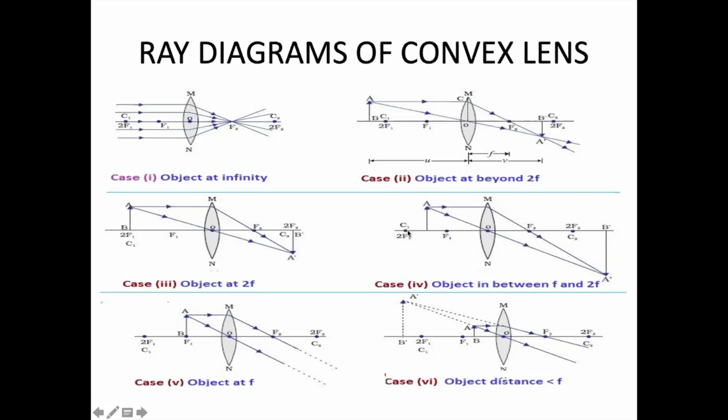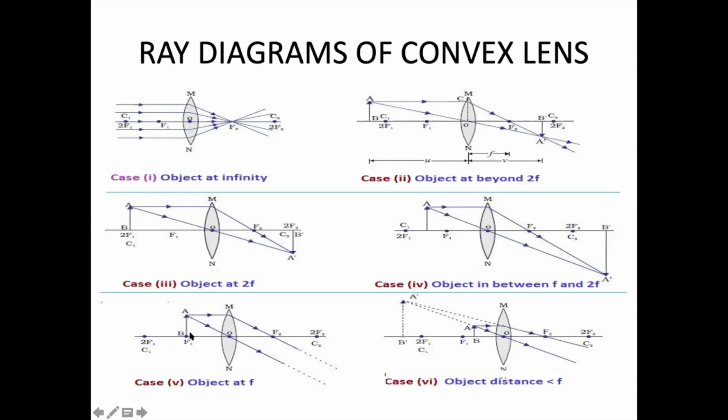Now bring the object closer, that is, between F and C. Rule number 1: the ray of light passing parallel to the principal axis will pass through the focus. The ray of light passing through the optical center goes straight. They are meeting beyond C. The image that is formed here is larger. Since the rays are meeting, it is real.